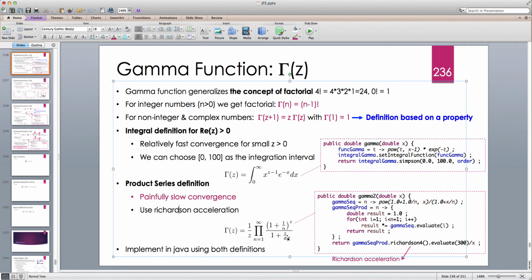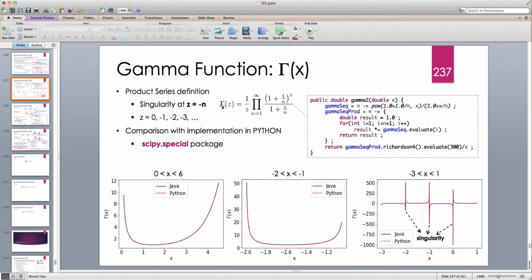Everything is defined, right? We know what 1 over z is, we know how to take a number and raise it to some power, and we know what plus z over n is, and we know how to divide by this. So this definition is valid for all complex numbers without any condition, and that's very good. But then what we see here is that if z is 0 or a negative integer, we have singularities. This blows up, right? Because we are dividing by 0.